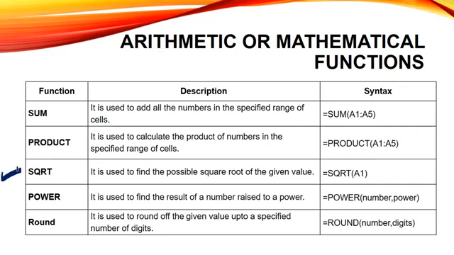Our third function is SQRT. SQRT stands for square root. Fine. So this square root function is used to find the possible square root of the given value. So it means with the help of this square root function, we can calculate the square root of the given value or any given cell address. Fine. And that value will be positive.